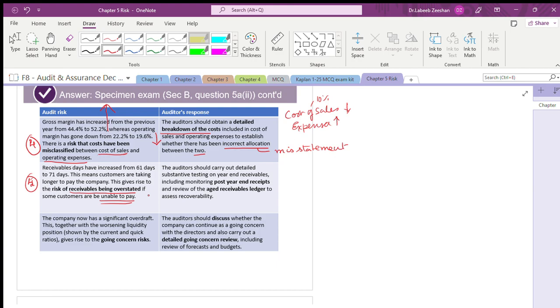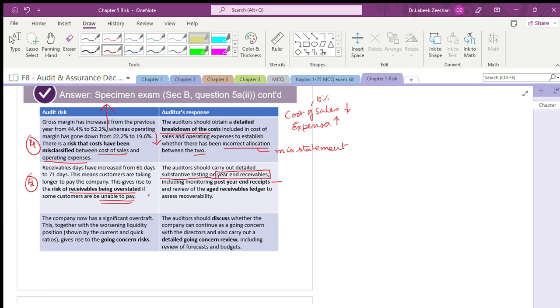What is the audit response? The audit response is you have to carry out detailed substantive testing on year-end receivables. You not only do this, you also have to see how much you are receiving at the end of the year. You are going to collect money from your clients. You will pressurize your clients that as we reach the year end, give us money so that we can account for it this year.